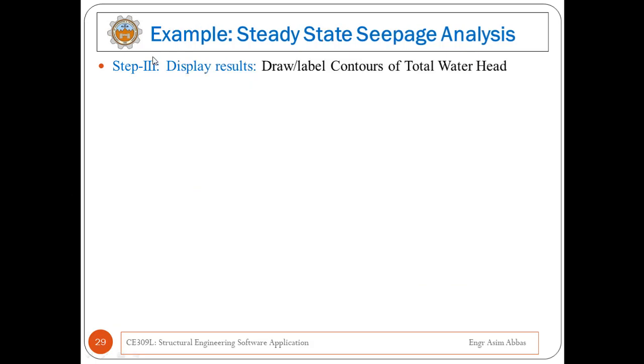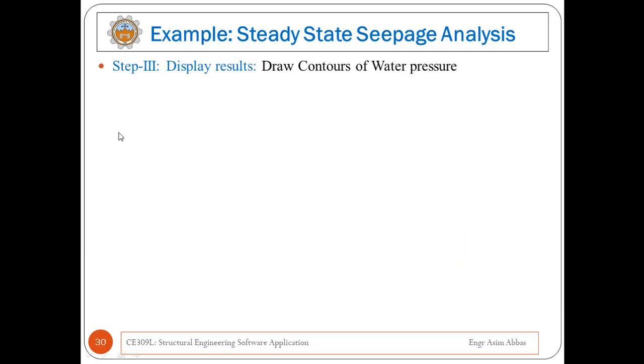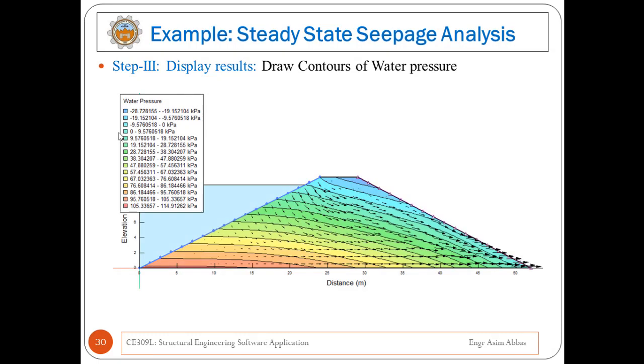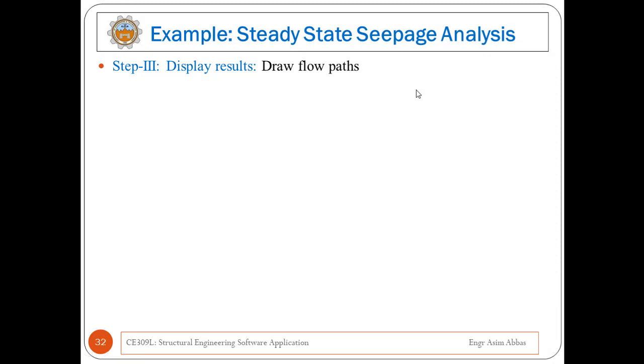Similarly, we can display other results, like we can draw label contours of total water head, right? For that, go to draw, click on the contours, and from there you can choose total water head. So it will give you the total water head contours, right? And this is the value of water total head. Similarly, you can draw contour of water pressure, okay, and also we can display water pressure head, and we can also draw flow paths.